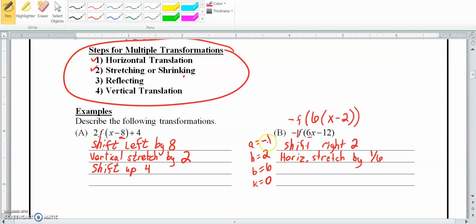Reflections. Here we actually do have a negative on the a. There's no negative on the b, so we don't reflect across the y-axis, but we do reflect across the x. So we take care of our negative signs on our a and b. And last but not least, our vertical translation, but we don't have one. Our k is 0. Therefore, we have no shift up or down. So, example done.